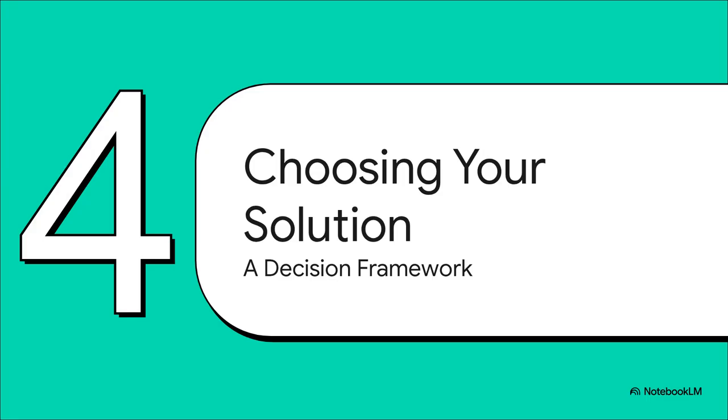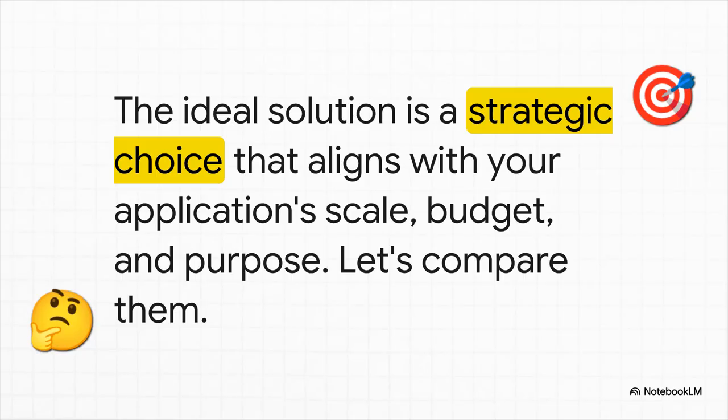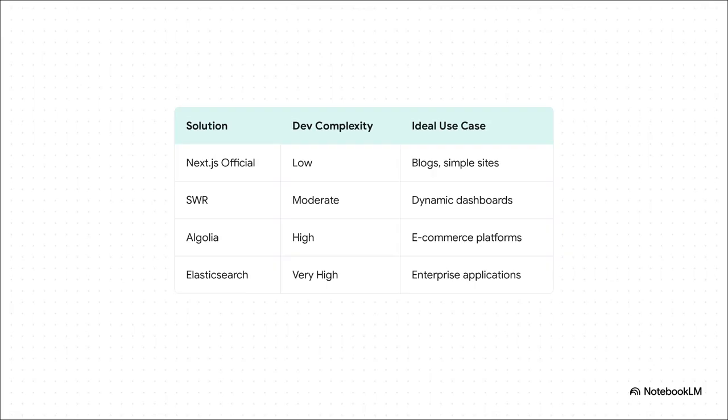Phew, okay. We have covered a lot of ground. We've looked at the foundational pattern, the key architectural choices, and the advanced tools. So now, let's put it all together. Let's create a clear decision-making framework to help you pick the right solution for your project. Let's map each one of these solutions to its ideal use case so you can see exactly where it fits. See, it all comes down to matching the right tool to the right job.